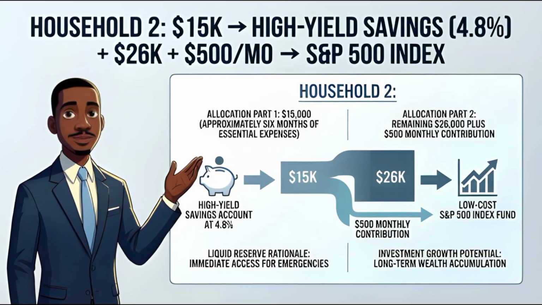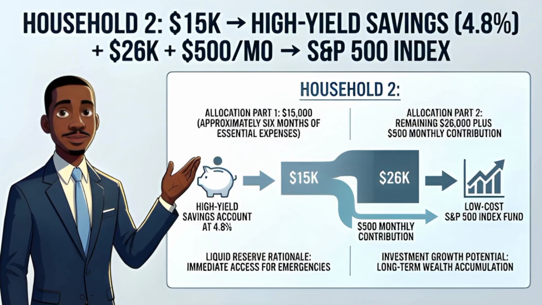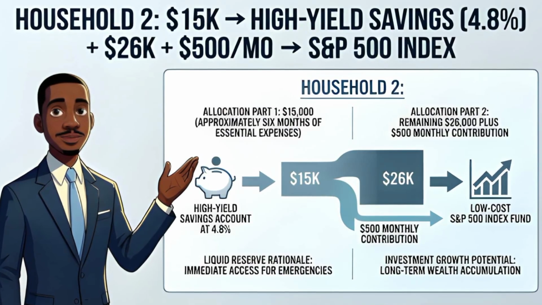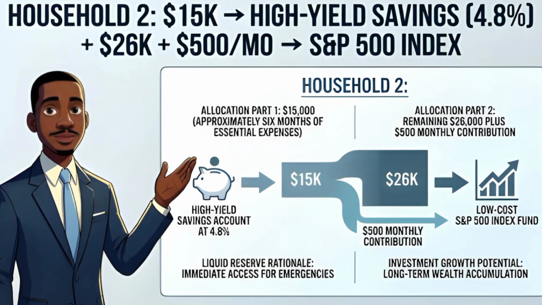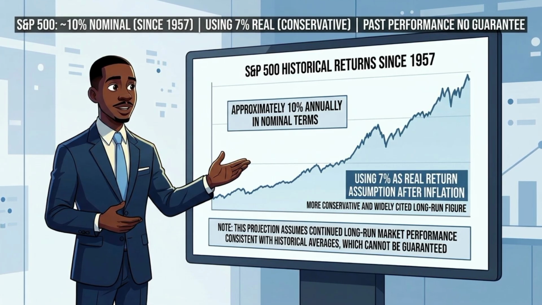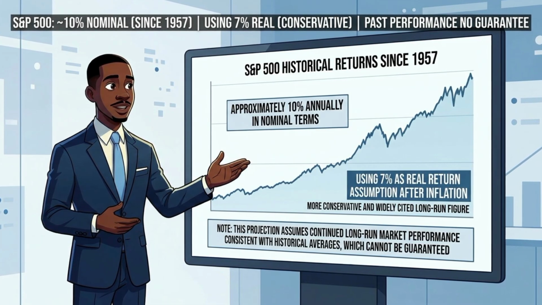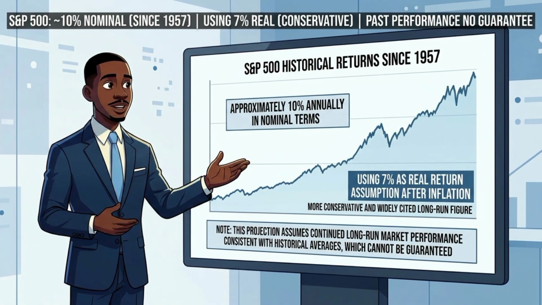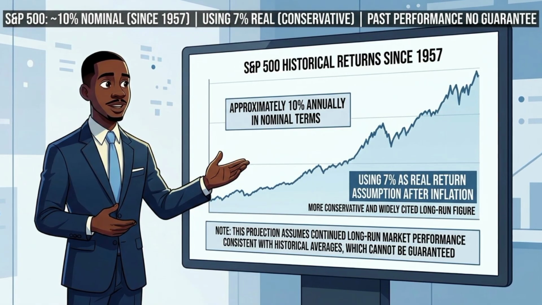The second household allocates $15,000, approximately 6 months of essential expenses, to a high-yield savings account at 4.8% and directs the remaining $26,000 plus the $500 monthly contribution into a low-cost S&P 500 index fund. The S&P 500 has returned approximately 10% annually in nominal terms since 1957. Using 7% as the real return assumption after inflation, the more conservative and widely cited long-run figure, and noting that this projection assumes continued long-run market performance consistent with historical averages, which cannot be guaranteed.